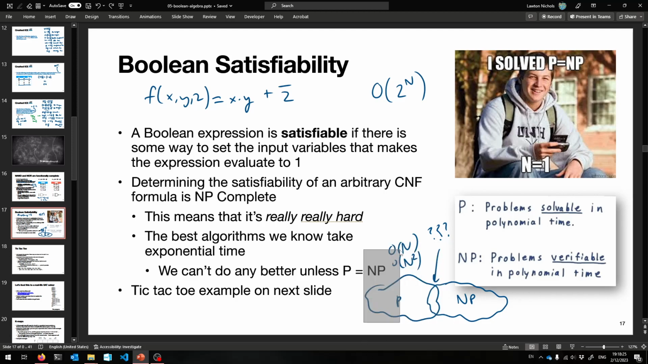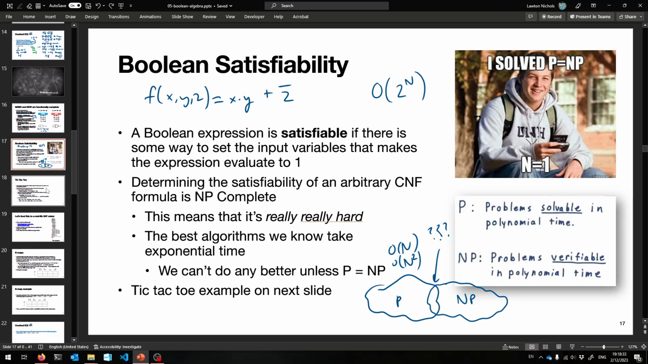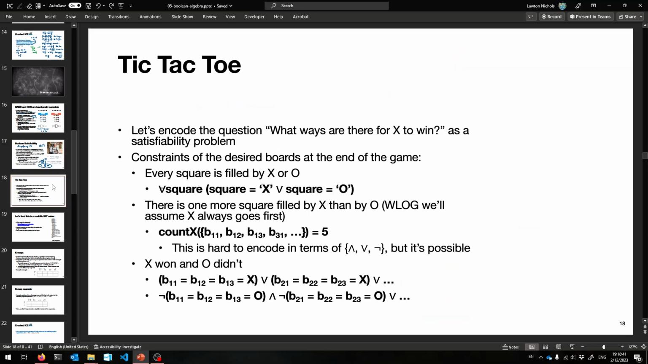You have some P-style programs and some NP-style programs, and satisfiability is an NP-complete problem. It is in NP, but we're not sure if we can do it any faster than some very horrible growth rate. That's as good as we think we can do right now, right? So here's a silly example. Let's encode a fun computation in terms of satisfiability. So here is a fun problem.